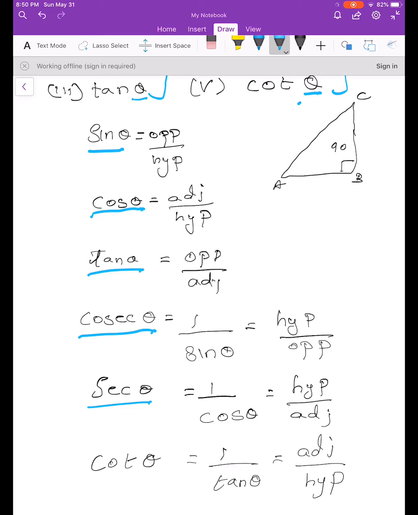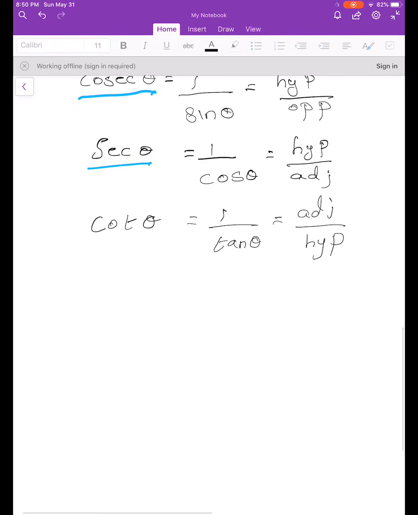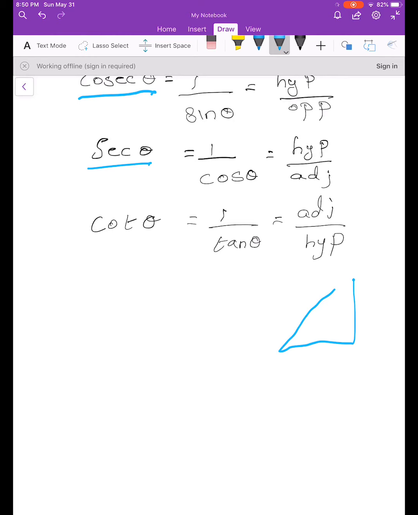These 6 identities are very important. If you are thorough with these identities, we can easily solve this chapter. Let's see with an example. Consider a triangle ABC, right angled at B. So first we will see with respect to angle A, then we will see with respect to angle C.